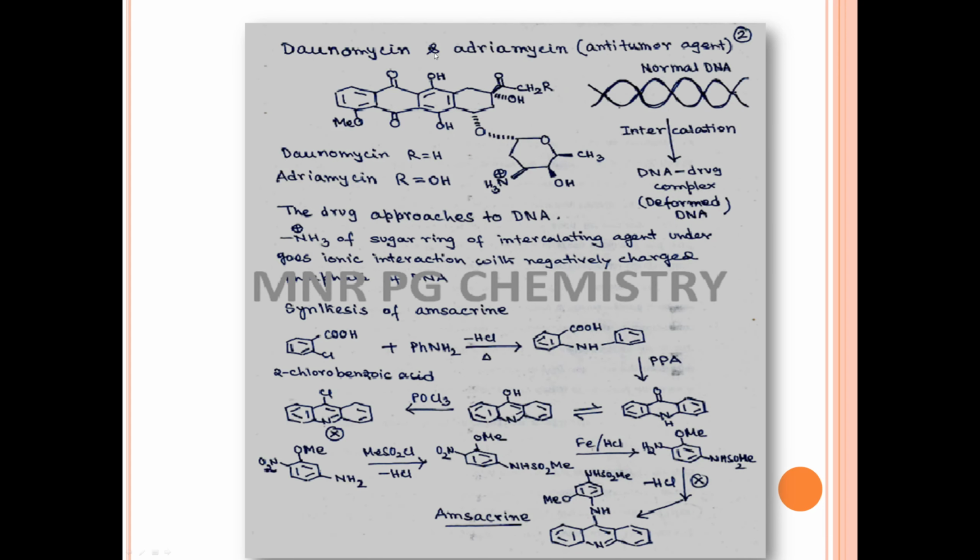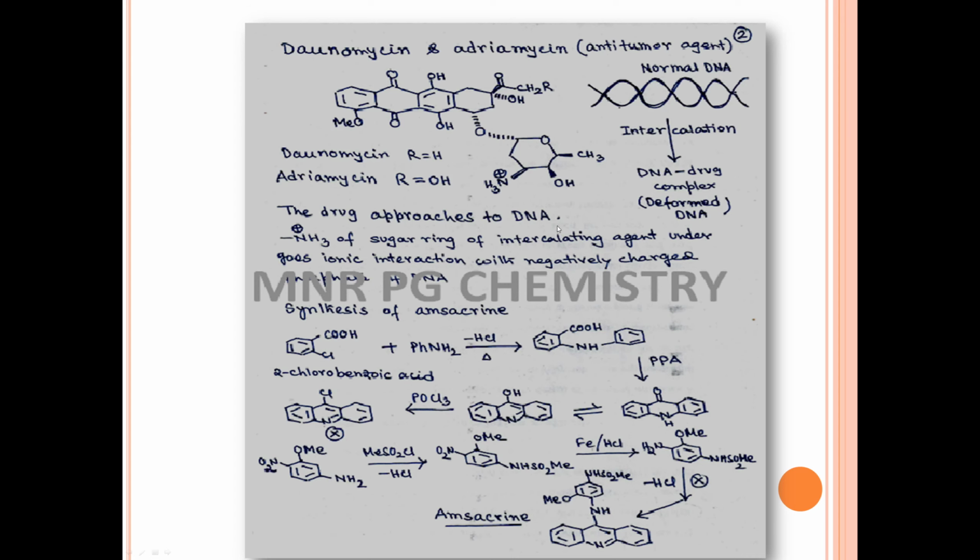So let us consider the examples. Daunomycin and adriamycin are anti-tumor agents. So this is the structure. The variation is this R, everything else is the same. Many rings are there here, and benzene rings are also there. R is equal to H, that is, that whole group will become CH3. And adriamycin means R is equal to OH, that is the hydroxymethyl group. R is equal to OH, so this will be CH2OH. So that is actually adriamycin.